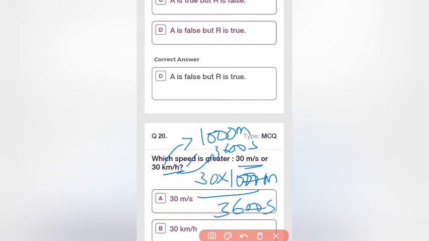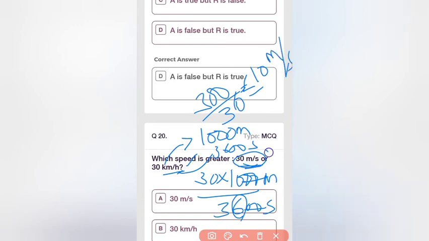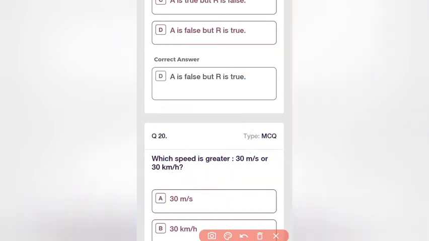So on cancelling, 300 divided by 36. Let us consider this 36 to be only 30. So it's going to be 10. If I take 36, it will be lesser than 10. So 30 meter per second, but here it is less than 10 meter per second. 30 meter per second is greater speed. So option A is the correct answer.